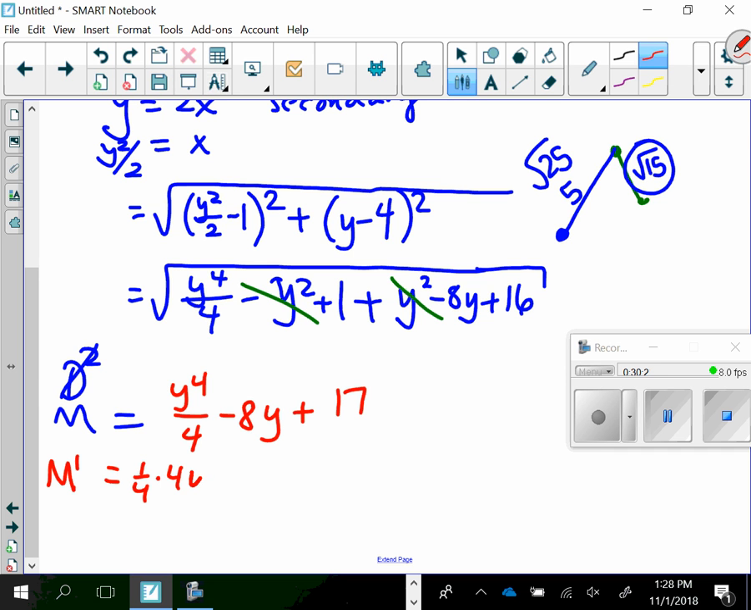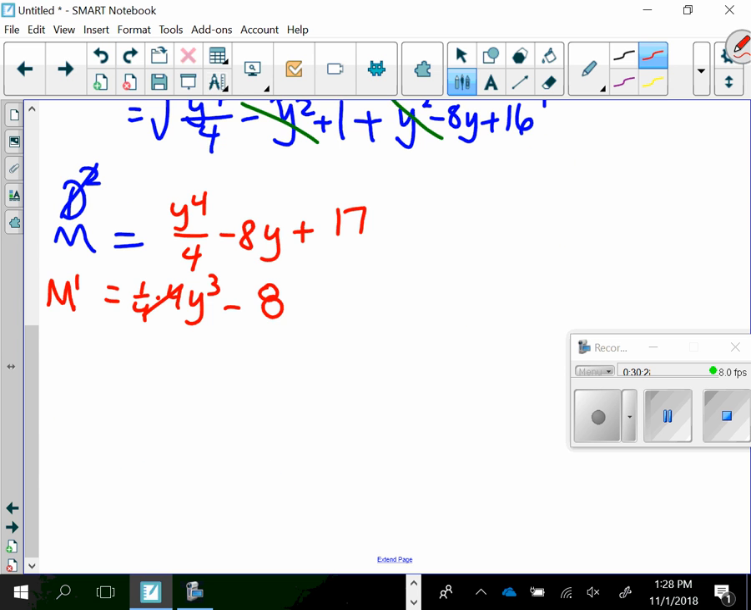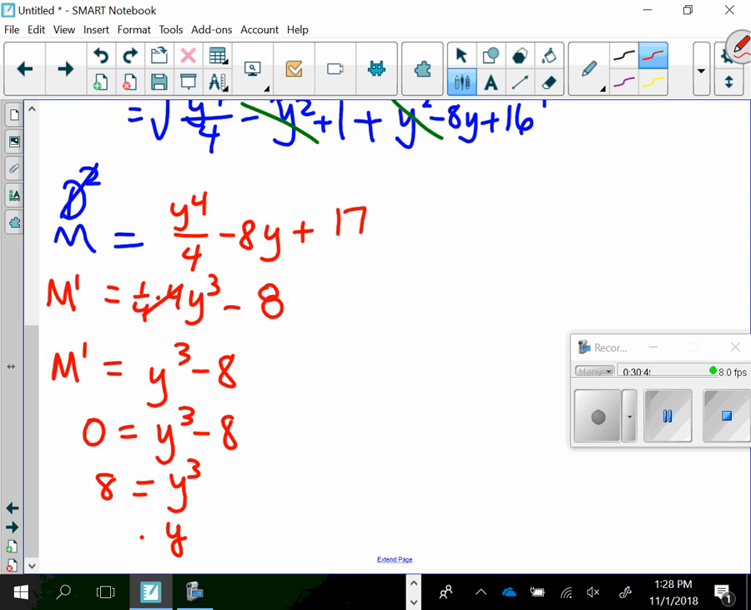So that's 4y cubed, which is really y cubed, minus 8. Okay, so that's decent; I think if we had to do the chain rule and all that. So y cubed minus 8 is the derivative of my distance, technically distance squared, but it doesn't matter. Where does the derivative equal 0? y cubed equals 8.